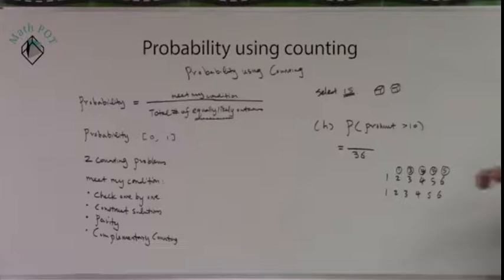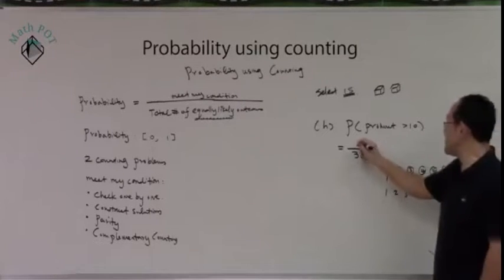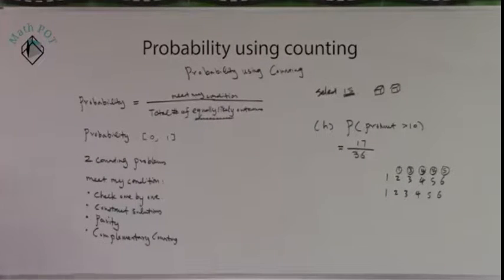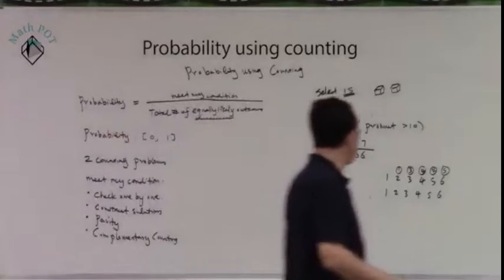Quickly add everything up. That gives us, of course, 4, and 8 here, which is 12. Of course, 12 plus 5 gives us nothing but 17. So these meet my condition. The final answer here is nothing but 17 over 36.